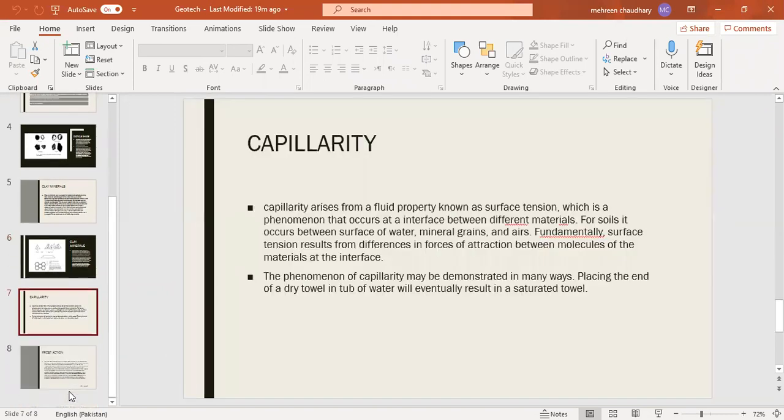Capillarity. Capillarity arises from a fluid property known as surface tension, which is a phenomenon that occurs at the interface between different materials. For soil, it occurs between the surface of water, mineral grain, and air. Fundamentally, surface tension results from differences in force of attraction between molecules of the materials at the interface.